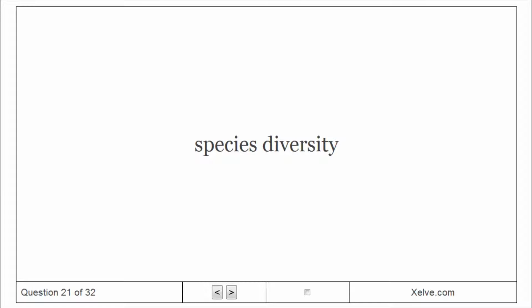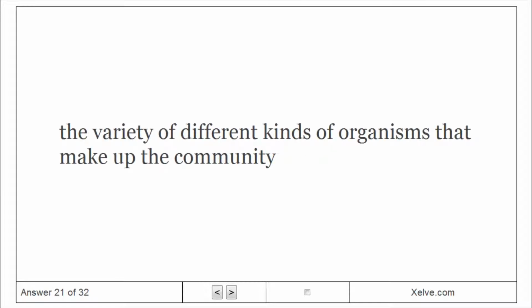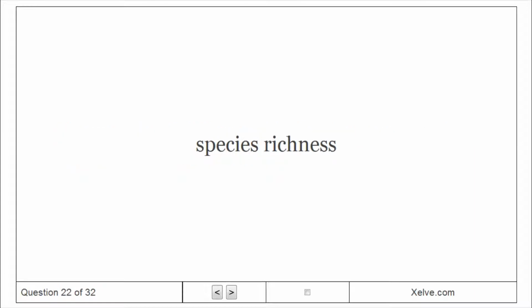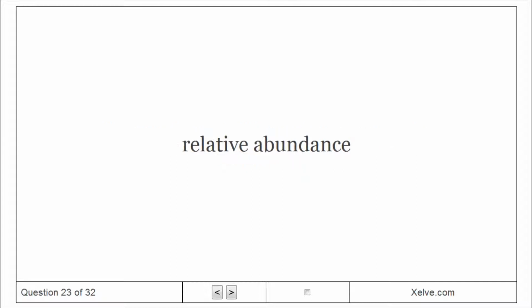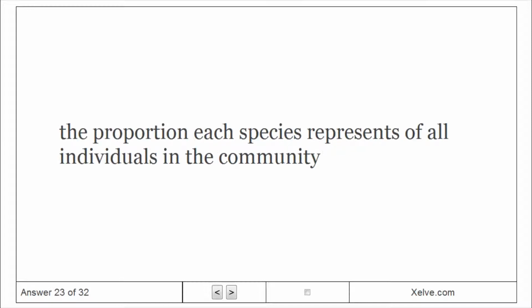Species diversity. The variety of different kinds of organisms that make up the community. Species richness. The number of different species in the community. Relative abundance. The proportion each species represents of all individuals in the community.